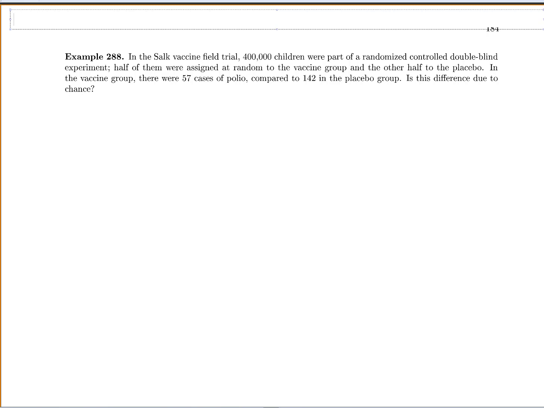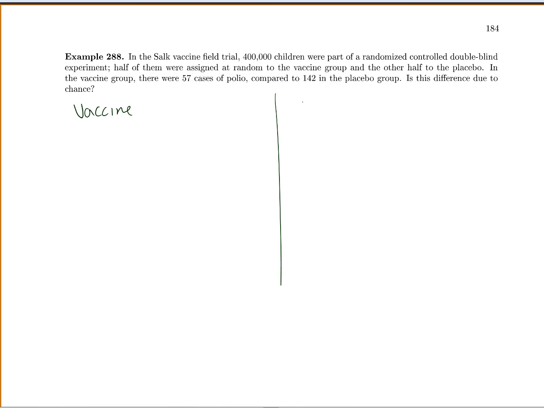A few things here. Notice these aren't ones where we have independent samples, but it is part of a randomized controlled experiment, so we can still use these formulas and our formulas will still work. Let's write down our information in a nice little chart. Let's see, the first thing it tells me is vaccine, so I'll write vaccine. And over here I'll do the control or the placebo.